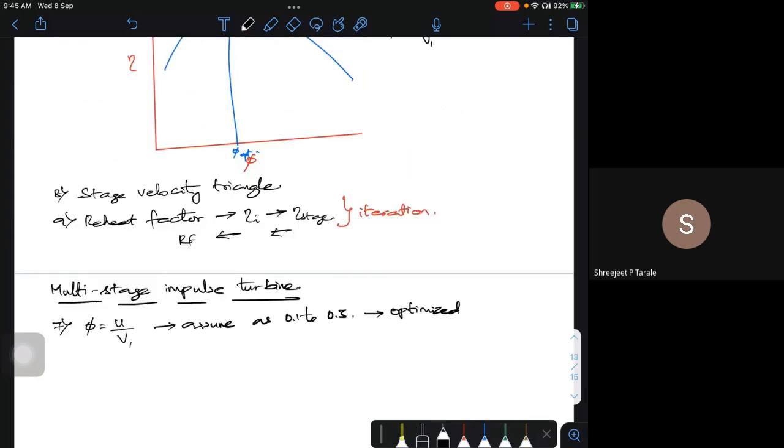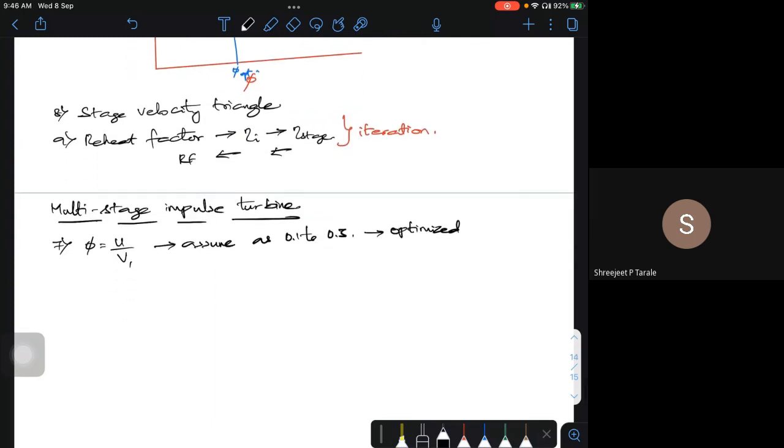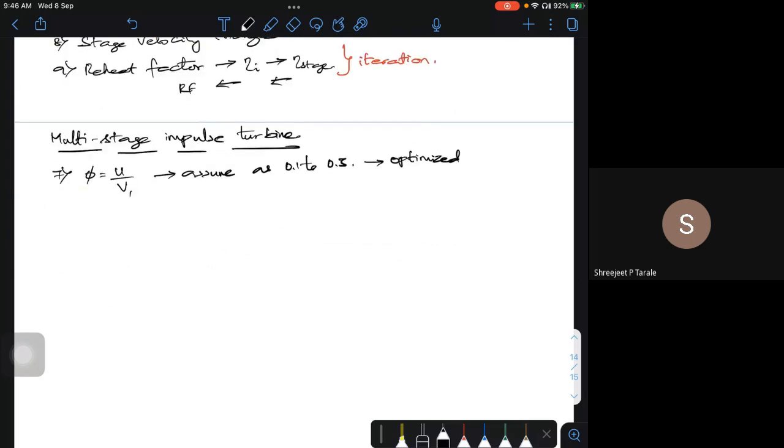Now, the next stage: once they do that, they try to draw the same velocity triangles for all stages. Once they draw these from the velocity triangles, they will re-look into your blade efficiencies.